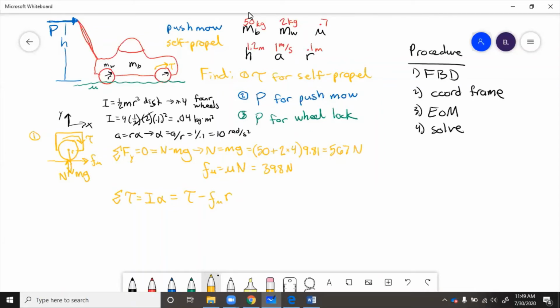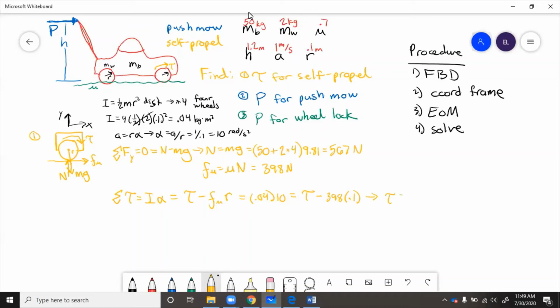So torque equals I alpha. So the I is 0.04 and the alpha is 10. And that equals torque minus the friction force, which is 398 times the radius, which is 0.1. So we solve this out.